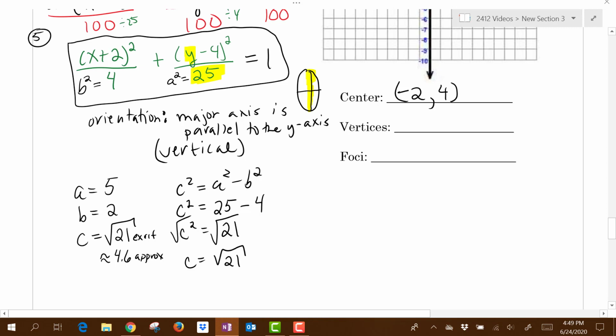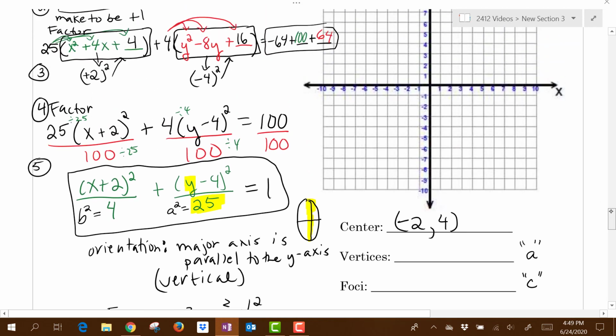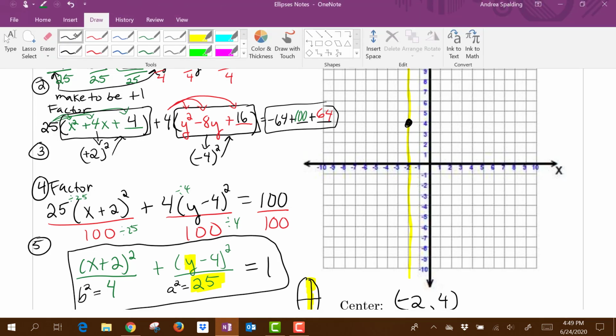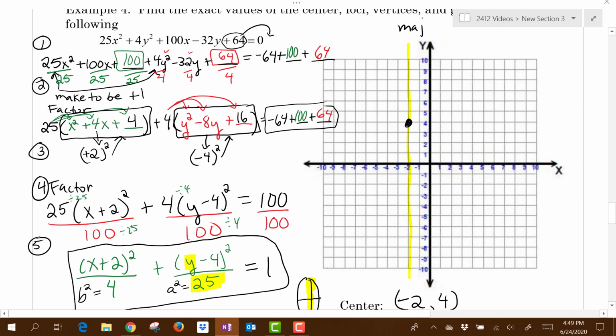Alright, so let's find our vertices. Remember, the vertices are going to come from that A value, and the foci are going to come from the use of that C value. Alright, so let's go back up here and start to draw our graph. Okay, the center is negative 2, comma positive 4. So here's the center. I'm going to draw a vertical line to remind us that the major axis is vertical, which means that the foci and the vertices will be plotted on this major axis. So everything's going to be on the same line.